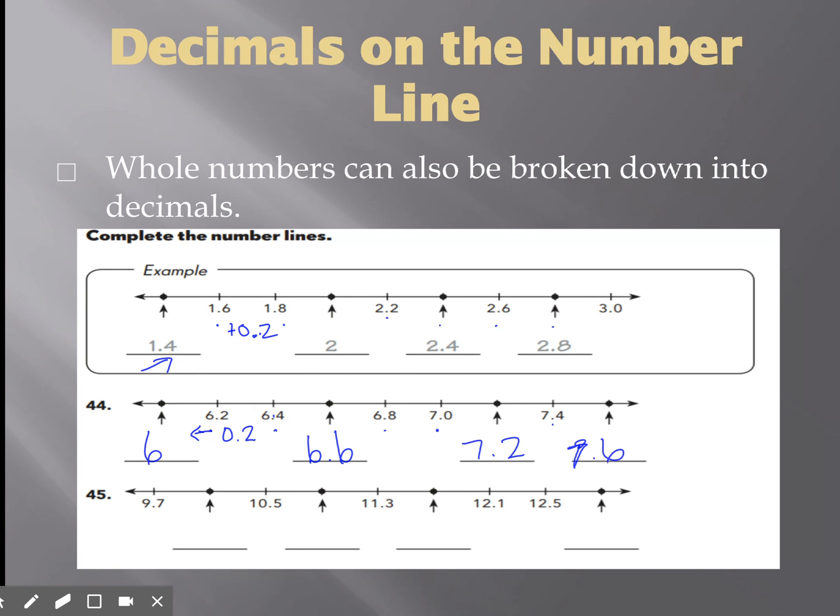Number 45, again, I'm going to find two of the marked ones that are together. I have to have two together to find the interval. 12.1 to 12.5. Well, that's a difference of 0.4. So I start at 9.7 in the beginning. I add 0.4 and I get 10.1, 10.5, then 10.9, 11.3, and then 11.7, 12.1, 12.5, 12.9.